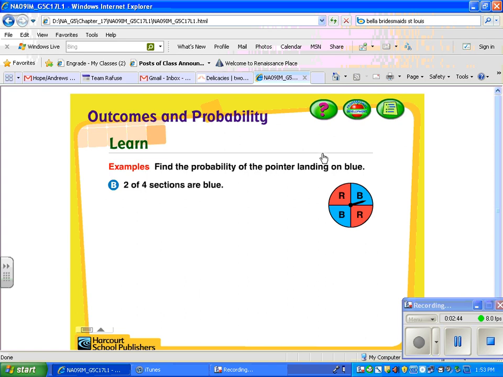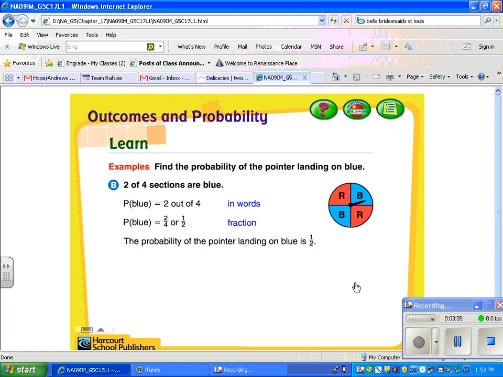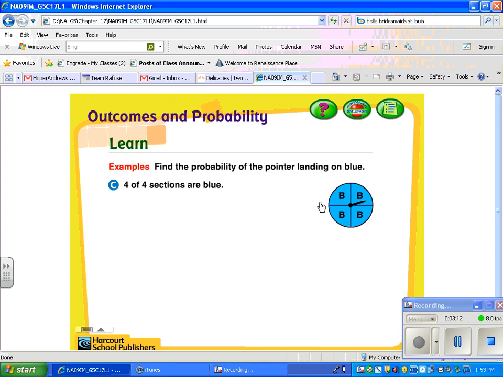Here's another example with the new spinner. Here we're looking at the probability of the pointer landing on blue. And we have 2 blue sections out of a possible 4 here. So it would be 2 out of 4 or 2 over 4 in fraction form. Now remember, with ratios, you don't simplify. You can write this as 1/2 and it wouldn't be wrong, but the best answer would be the ratio 2 out of 4. And here's another one where all our sections are blue. So we have 4 chances out of 4 that it will be landing on blue, which simplified, 4 over 4 is 1, which we know that 1 means it is certain.